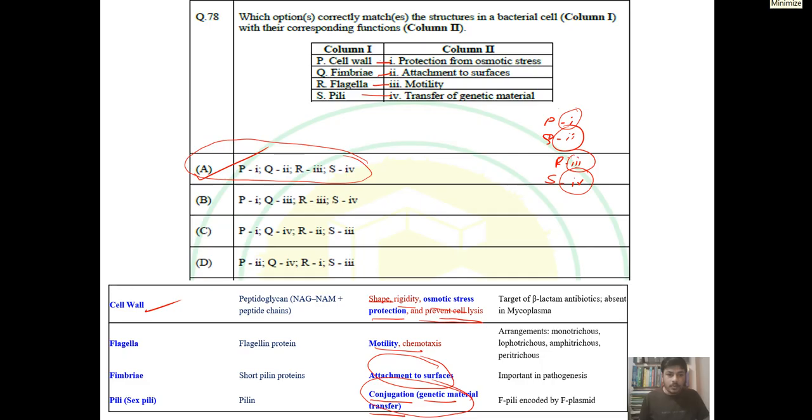And let's see the other options. P1, Q2, this is wrong. P1, Q4, this is also wrong. And P2 or 4 is also not correctly matched. So the correct answer for this question is option A.